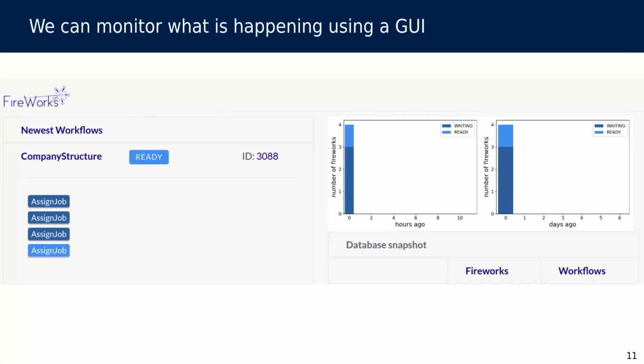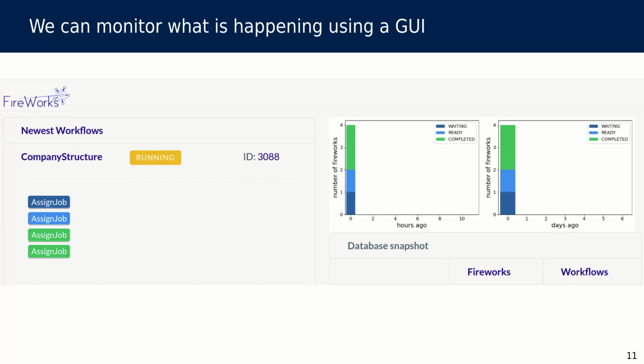Now, as I told you before, there's a web graphical user interface, so this is what it looks like. So here you can see that I have created a workflow called company structure with 4 different fireworks, each of them called assigned job. So one of them is ready, the first one, the one that assigns the CEO position. Then fireworks can start running, and you see that some jobs become completed. The workflow is running until it completes.